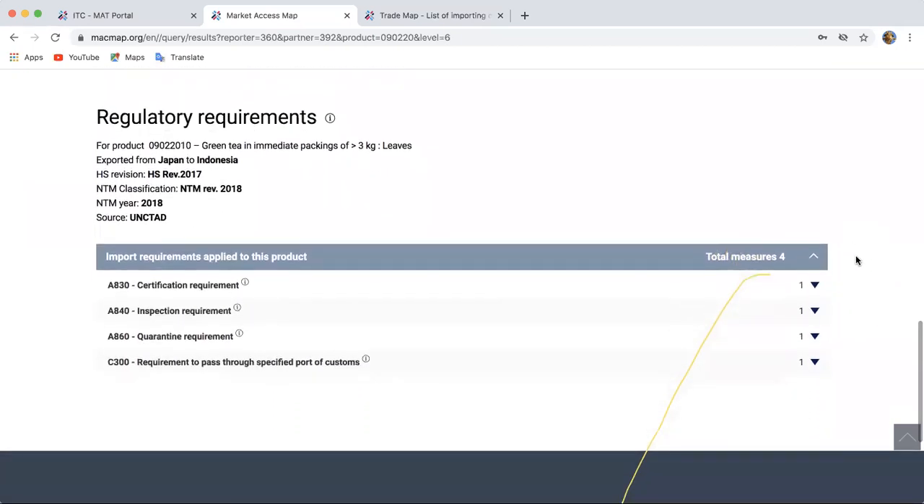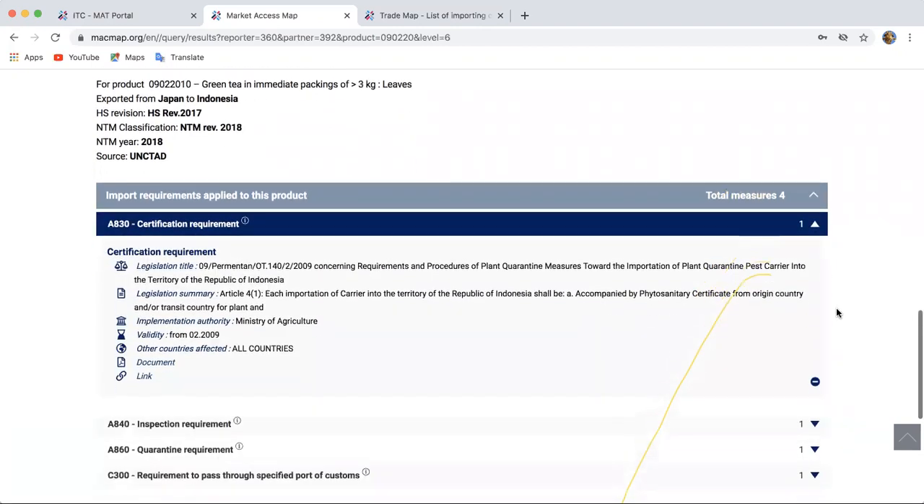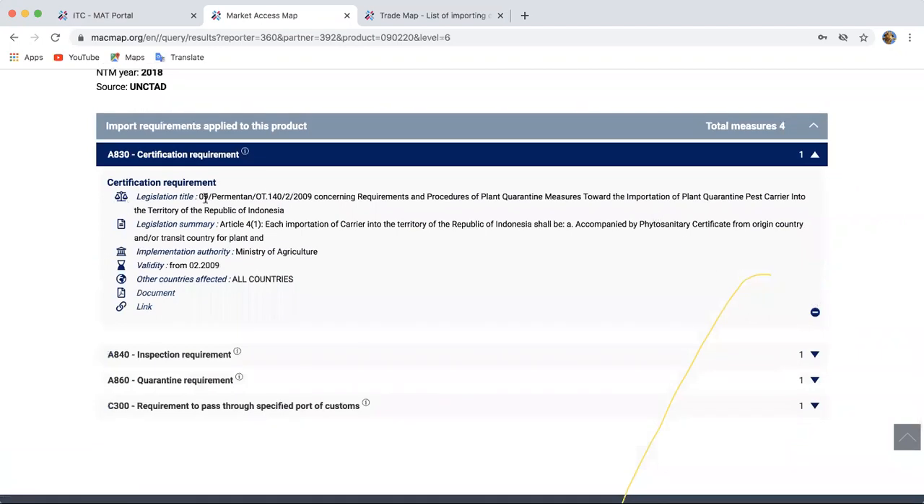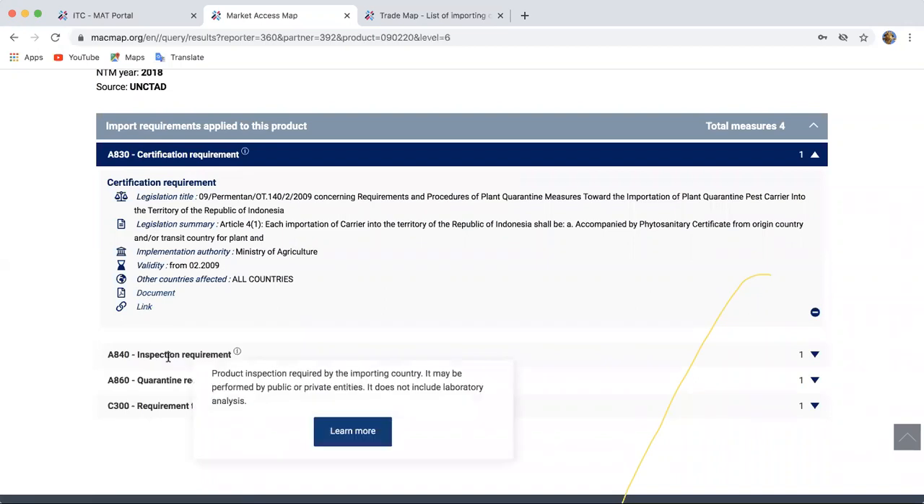And here you see the regulatory requirements, or what we call the non-tariff measures as well, that Indonesia puts on Japanese green tea. Here we see the list, so we can open them and we can see the title, we see a little summary, we see which authority is actually asking this, and you can find the links to documents and websites in case you need more information on how to get this certification ready.